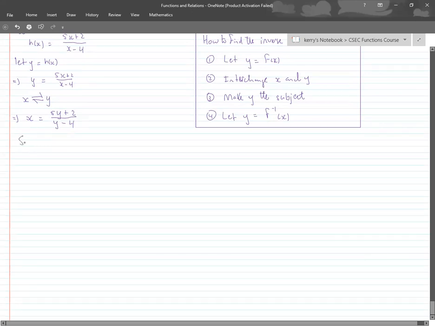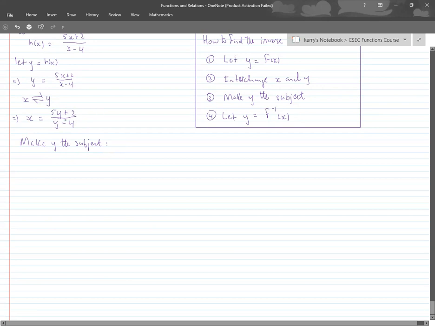And now your next step is make y the subject. This is the point where a lot of people make some mistakes, right? They get lost here. Generally, when the variable that you want to make the subject is in the denominator, a good place to think about going, not all the time, is cross multiplication.